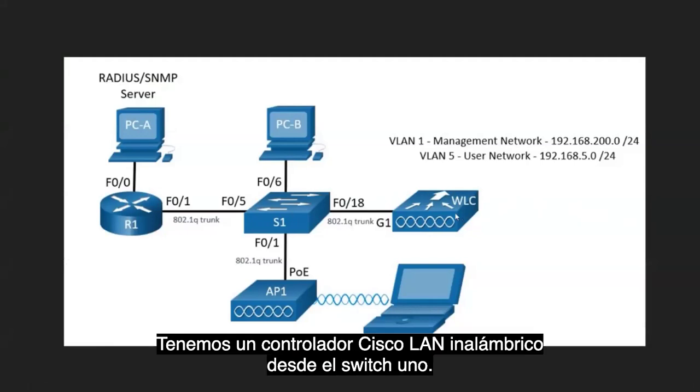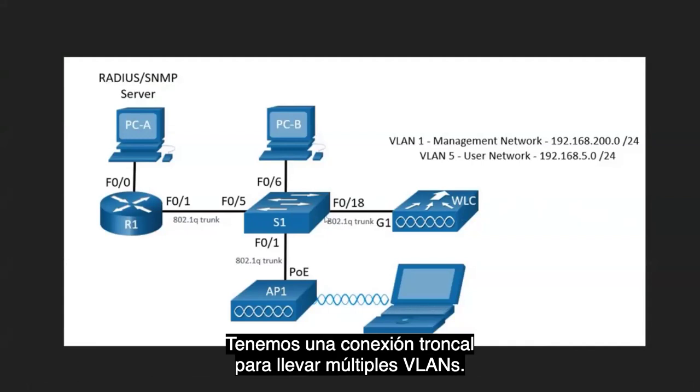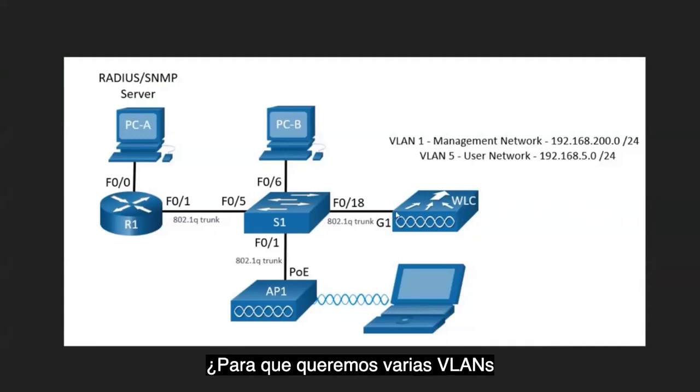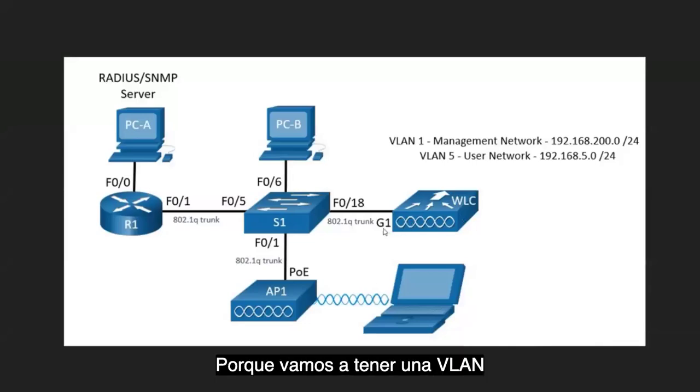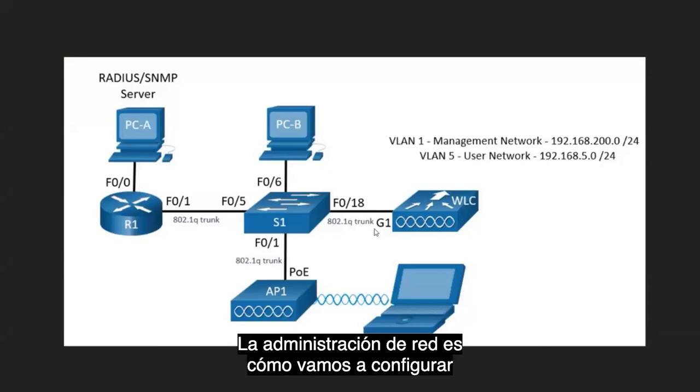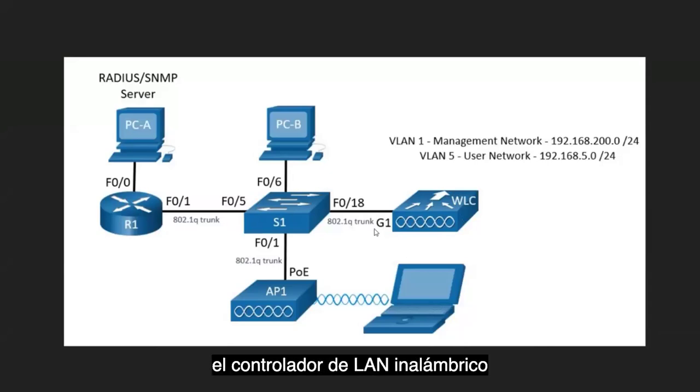We've got a Cisco Wireless LAN Controller off of switch 1. We have a trunk connection to carry multiple VLANs. Why would we want multiple VLANs between the switch and a wireless LAN controller? Because we're going to have one VLAN segmenting our management network. The management network is how we're going to configure the wireless LAN controller, as well as how we will communicate with our Cisco access points.